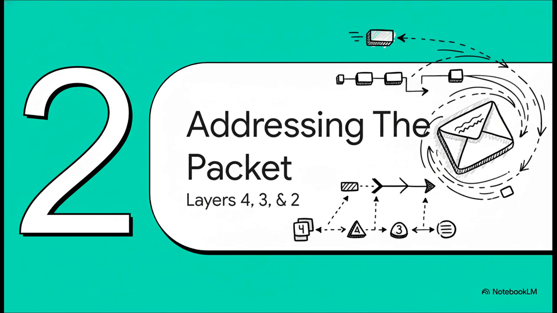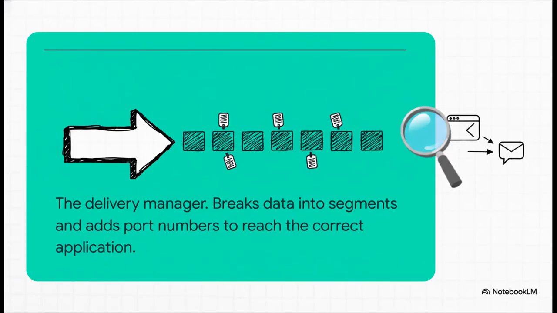Okay, so the message is written, it's translated, it's ready. Now, we've got to address it properly so it doesn't get lost in the mail. These next 3 layers are all about logistics, making sure our little packet of data knows exactly where it's going. Layer 4 is the transport layer, our digital delivery manager. Now, if your message is really big, this layer chops it up into smaller, numbered chunks called segments.